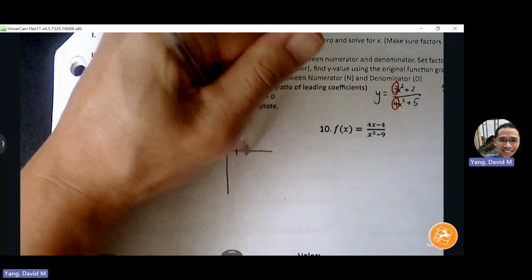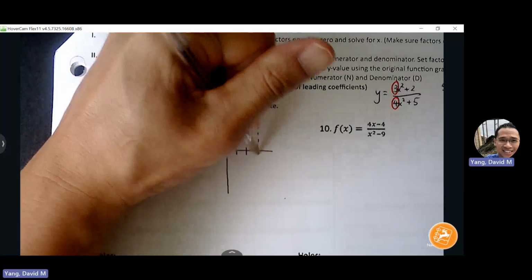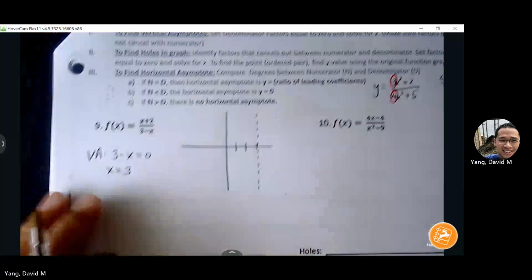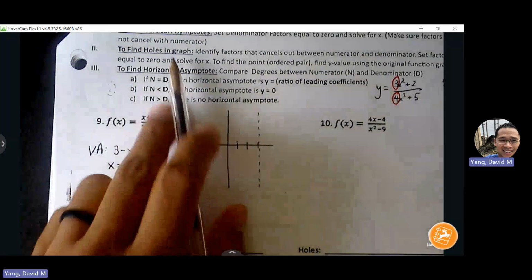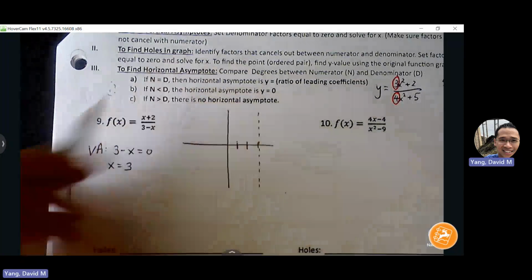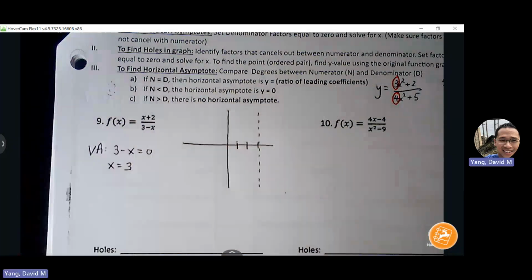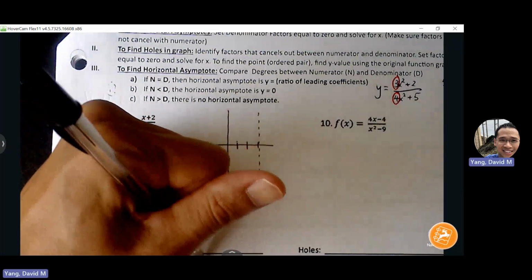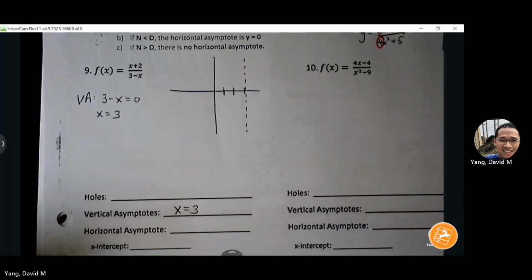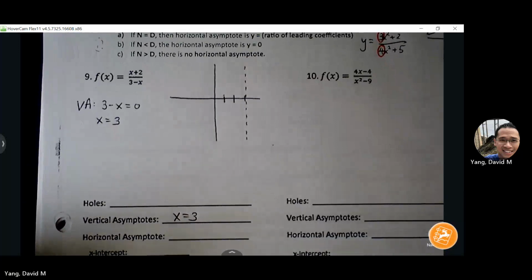We know there's a vertical asymptote at 3, so I'm going to go ahead and mark it. Now moving on to holes. There are no holes in the graph. There are no common factors. We're going to see some in the next examples, but not quite yet. So vertical asymptote, I'm going to say x equals 3 here. Holes, none.